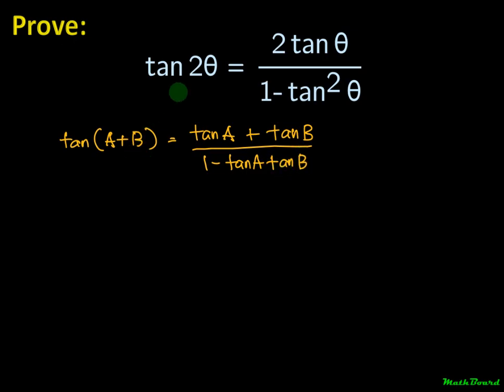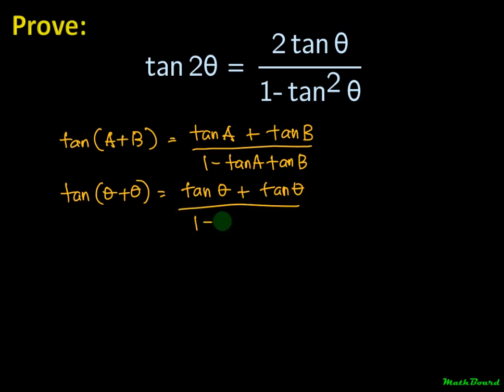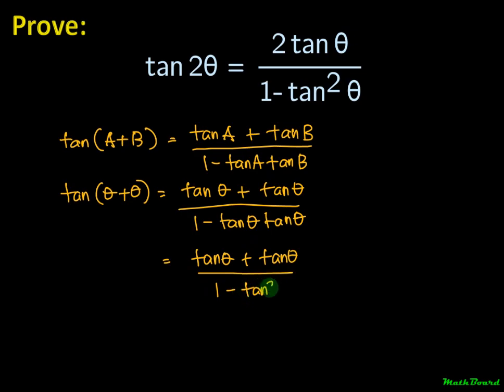And also, tangent 2 theta can be expressed as tangent theta plus theta. Okay? And replacing A and B by theta, therefore we have tangent theta plus tangent theta divided by 1 minus tangent theta times tangent theta. So we have tangent theta plus tangent theta divided by 1 minus tangent theta times tangent theta, which is tangent squared theta.